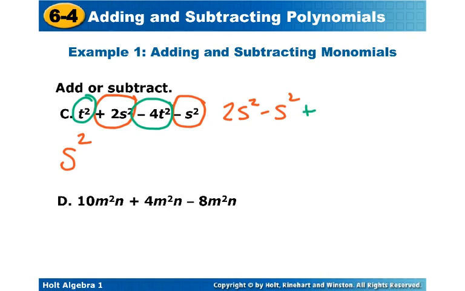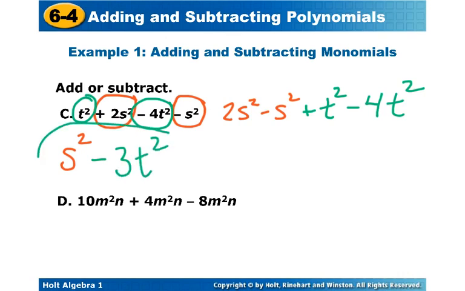So really that's like positive t squared minus 4t squared. Combining those like terms, you get negative 3t squared. And then that would be your final answer for adding those two together.